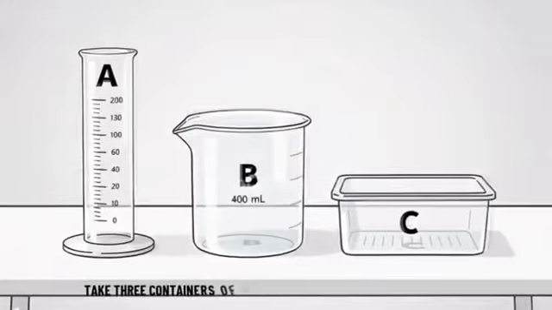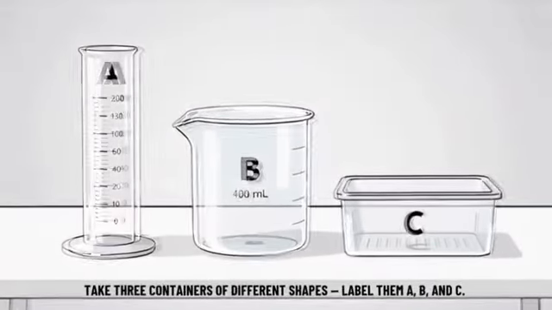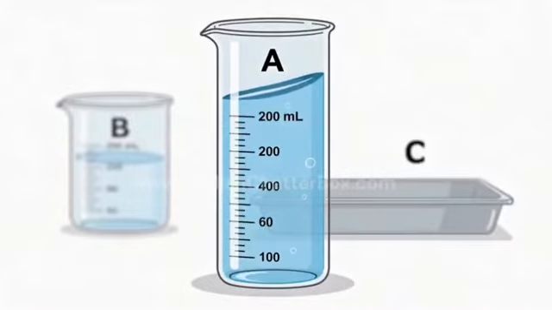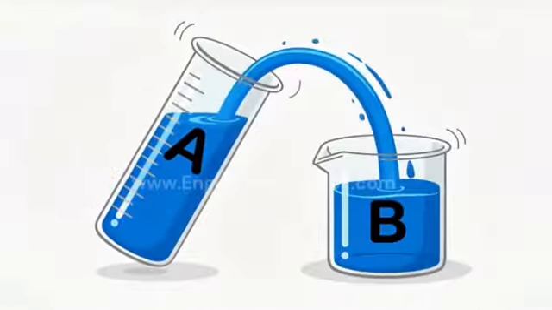Let's think about liquids. Here's a simple activity from the chapter. Take 3 containers of different shapes. Label them A, B, and C. Fill container A with exactly 200 ml water. Pour that water into container B.